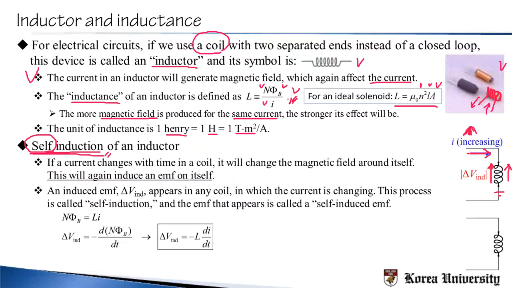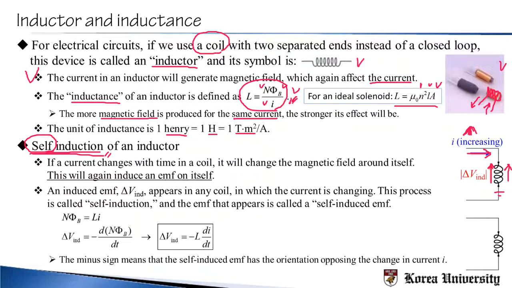First we take the definition of the inductance and simply rewrite it so that N phi_B is equal to L i. Then we get the original form of Faraday's law, which tells us that the induced EMF is the negative of the time derivative of the magnetic flux multiplied by the number of turns.